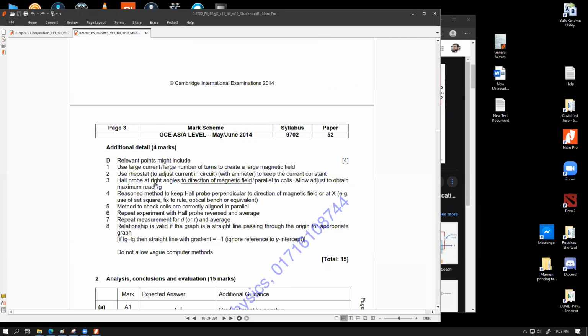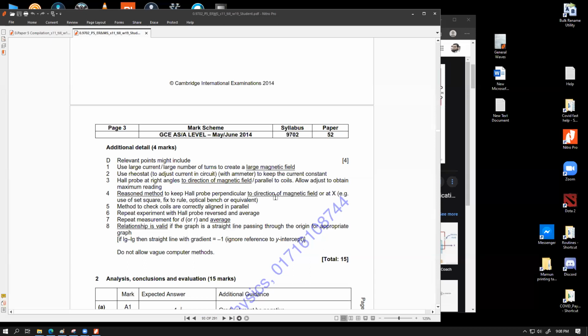I said that. Hold the probe at right angles to the directional magnetic field, adjusting it just to obtain the maximum reading. Yes, I said that. Reason for the method: to keep the Hall probe perpendicular to the directional magnetic field. Example: use of a set square, fixed to a rule, optical bench or equivalent. Okay, I did not say that.